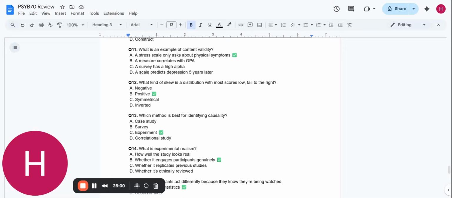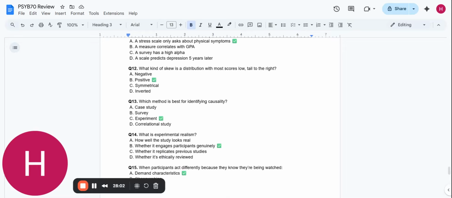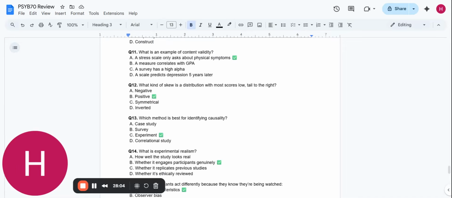Let's say a scale predicts depression over 5 years later. This is predicting the future, and it's not focused on content validity.